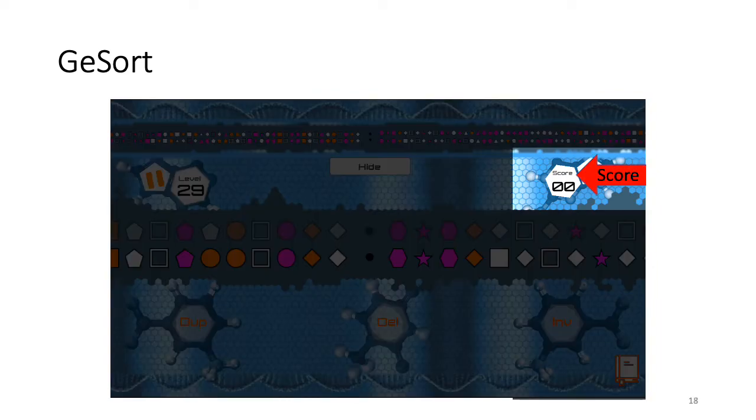The player starts the level with score 0. Every time the player performs an operation, also called a move, their score is increased by 1. The goal is to solve the puzzle with as few moves as possible.